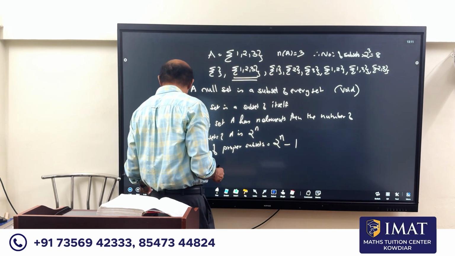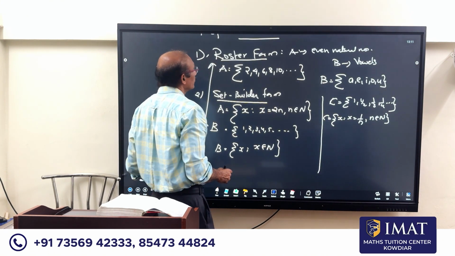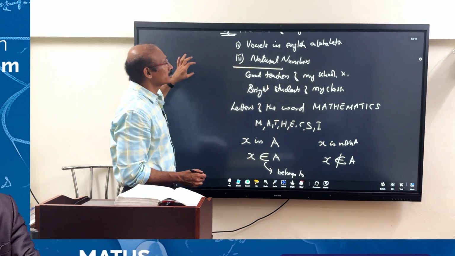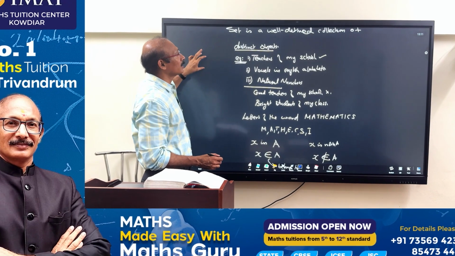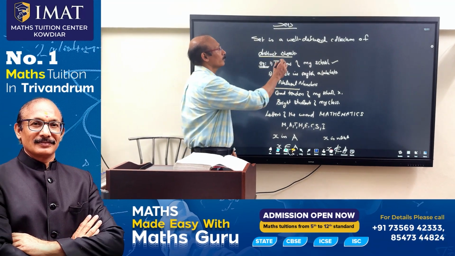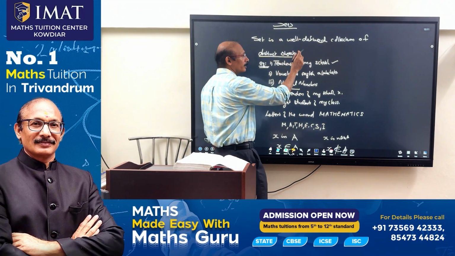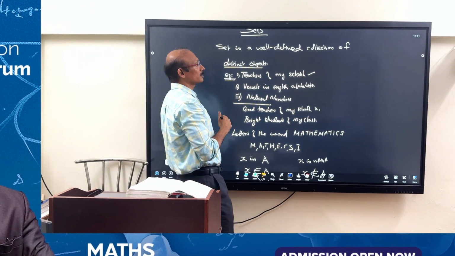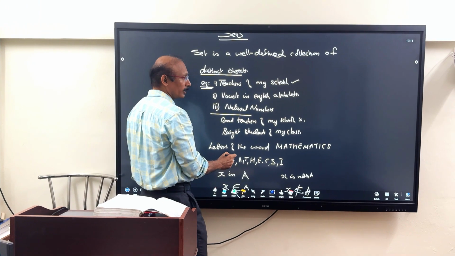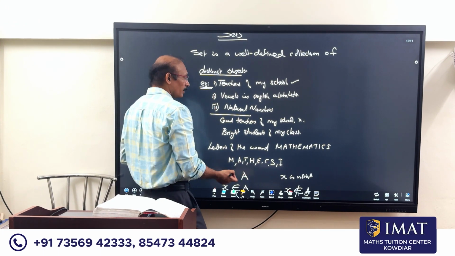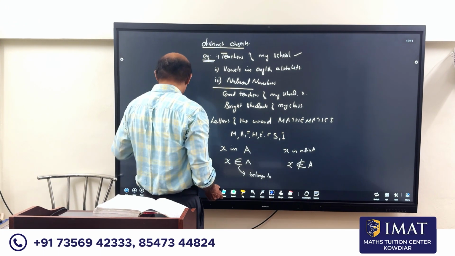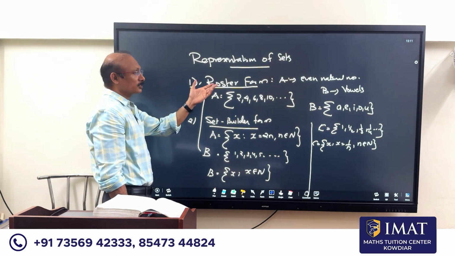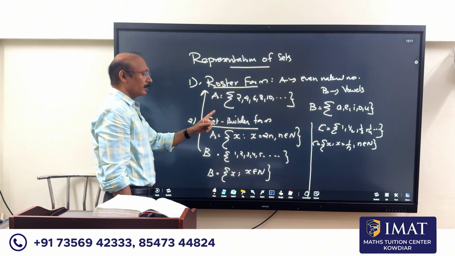Just rewind whatever we have seen so far. We said what a set is. A set is a well-defined collection of distinct objects. What do you mean by well-defined? Well-defined means you must be able to say which elements belong to the set and which do not belong to the set. Distinct objects means you don't need to repeat a letter more than once in the set. Then, what are the different representations of sets? The different representations are mainly 2: roster form and set builder form.